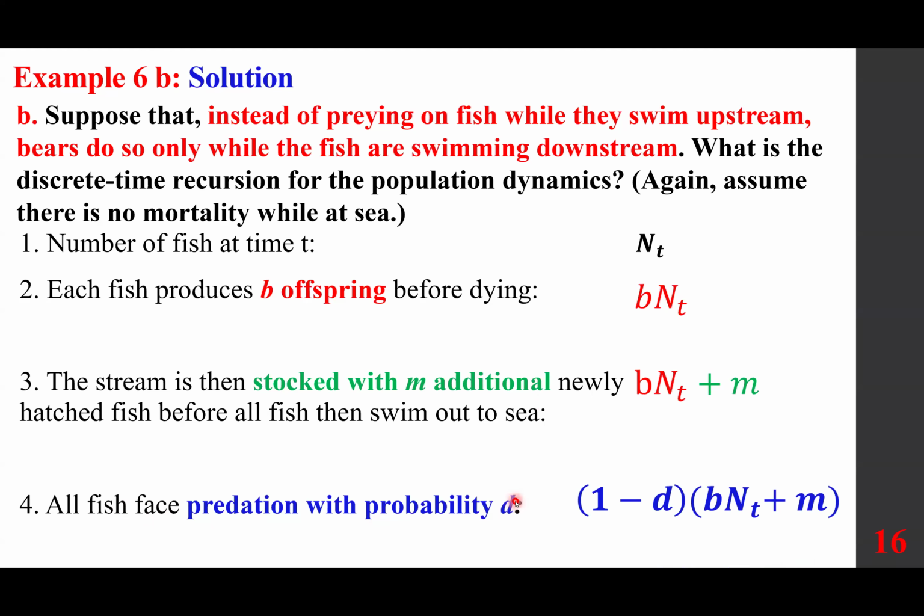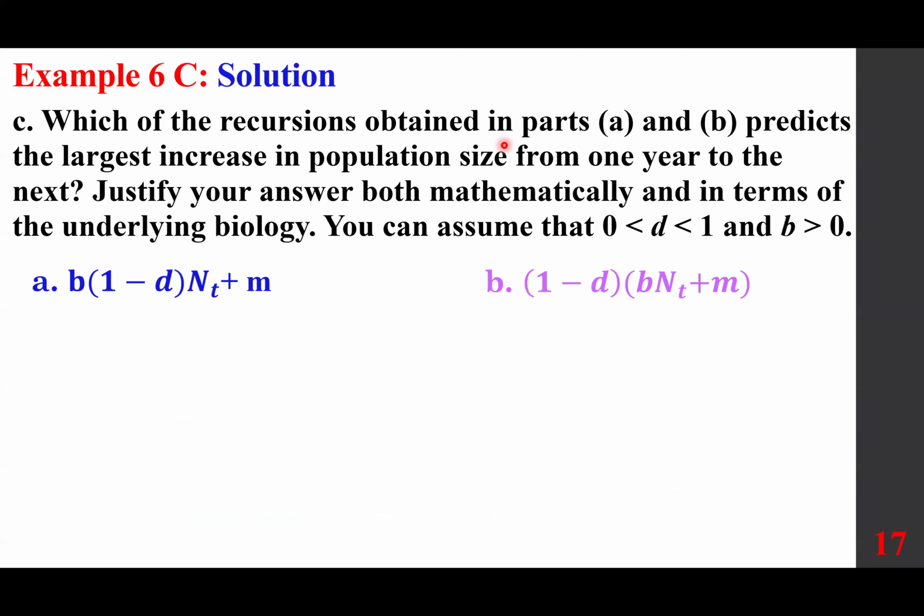Remember, D is a proportion, a fraction, and it's between 0 and 1. Can it be 0? Yes. Can it be 1? Yes, but normally somewhere in between. So now the question is, which of the recursions obtained in part A and part B predicts the largest increase in population size from one year to the next? Justify your answer both mathematically and in terms of the underlying biology. You can assume, of course, D is between 0 and 1, and B is larger than 0.